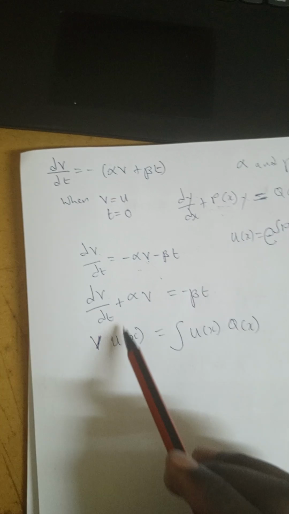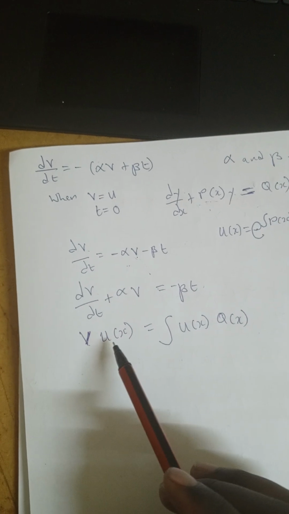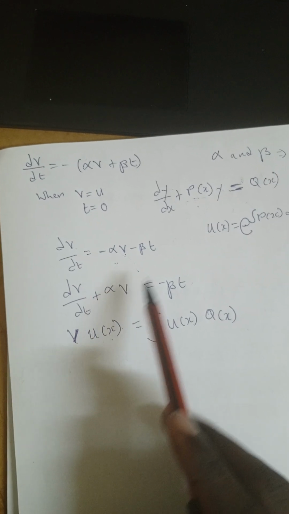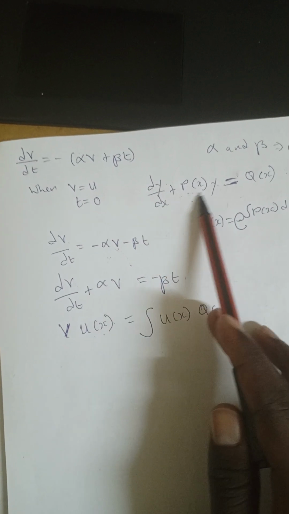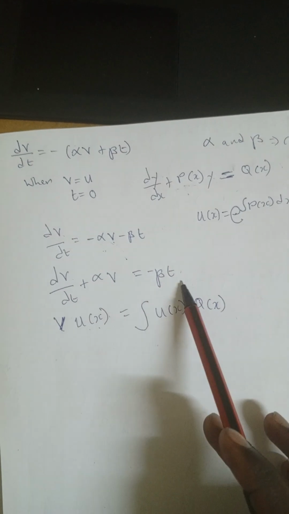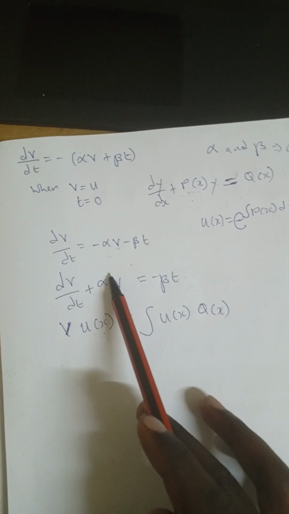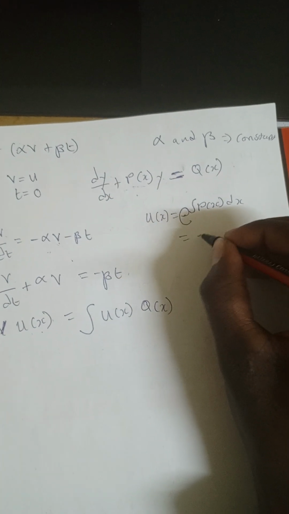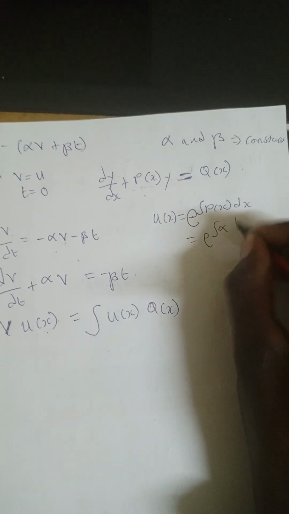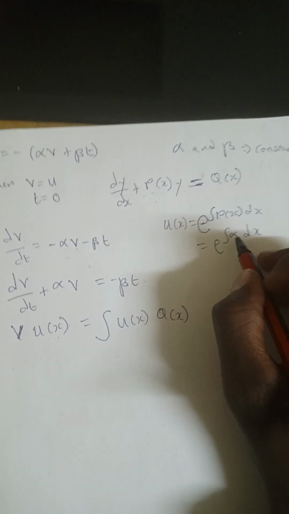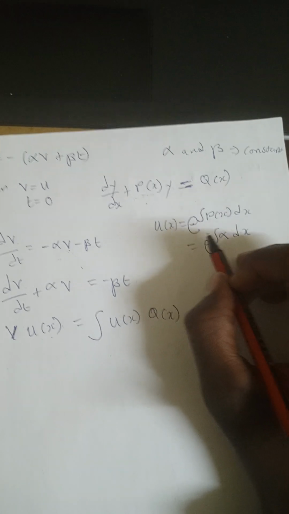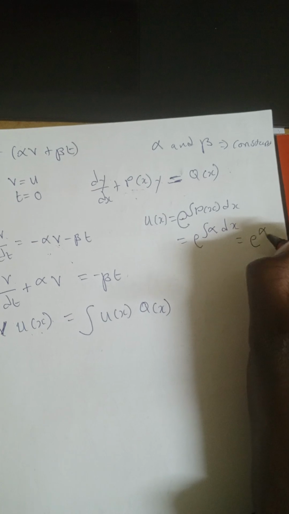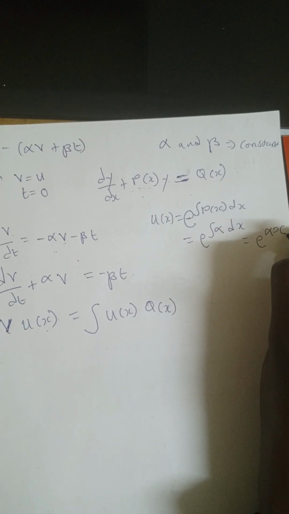Let's continue. Now we have to identify what u(x) is. For us to find u(x), we just need to find what p(x) is. Now what is p(x)? According to this, p(x) is alpha. So we are going to write it as exponent, the integral of alpha with respect to x. This is the same as alpha times the integral of 1 with respect to x. So our integrating factor will be the exponent of alpha multiplied with x.